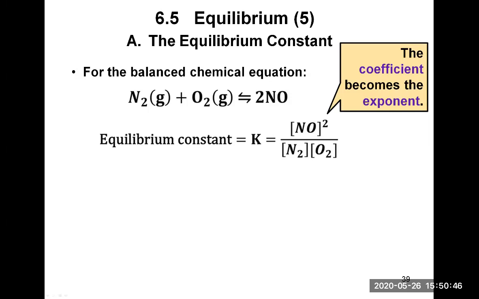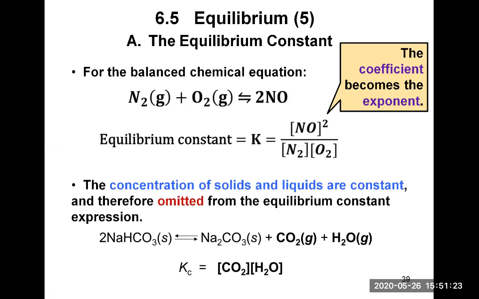over the concentration of the reactants. And here we have two reactants, N2 in brackets to indicate the concentration of N2, times the concentration of O2 in brackets. Notice how N2 and O2 do not have any exponent because their coefficients are 1. So a coefficient of 1 doesn't need to be shown. And so that's the equilibrium constant expression for this particular chemical equation.